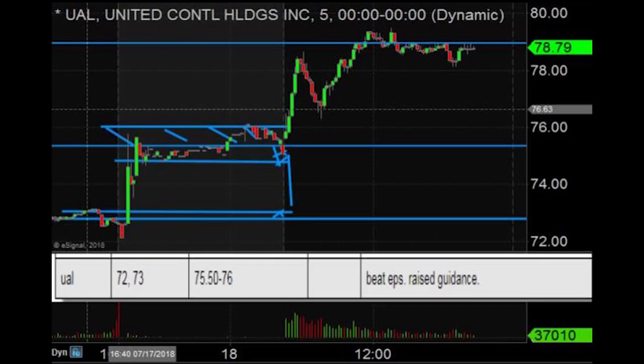Let's just look at the examples. The first example is UAL. They came out with good earnings, they guided higher. You can see I left the markup here. This is from our morning meeting, and I highlighted the resistance area, the reaction in the pre-market.